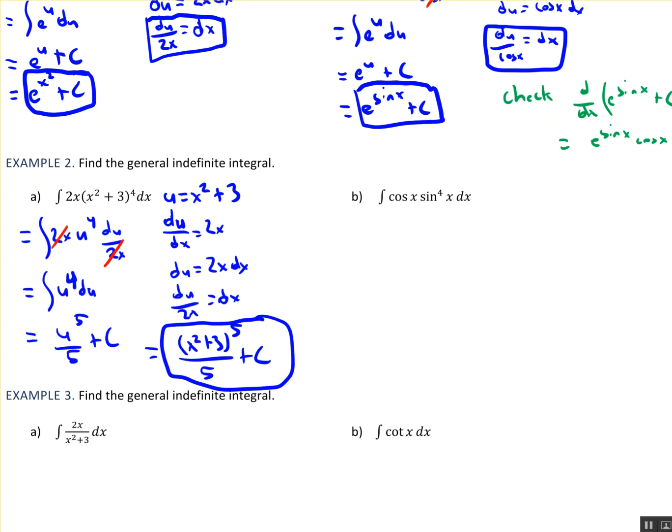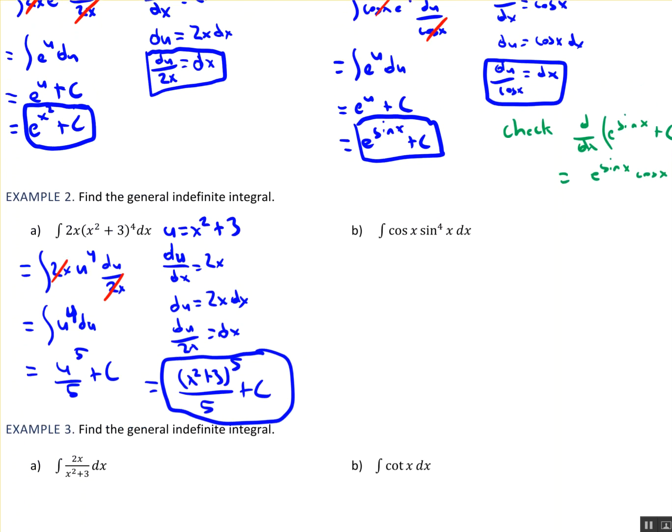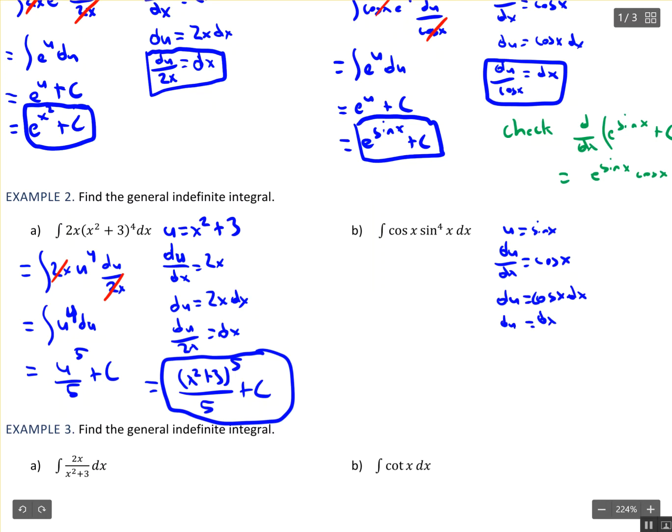Now notice b, again, they look very different, but I have a function times a function to the 4th. A function times a function to the 4th. So I'm going to let u equal sine of x. Then du dx is equal to cosine of x. And so du is equal to cosine of x dx. And I get dx equals du over cosine of x.